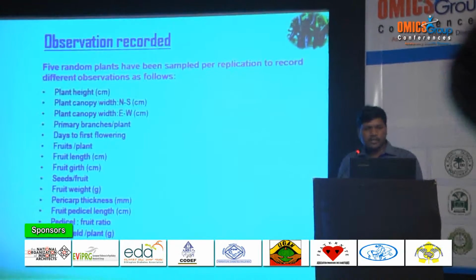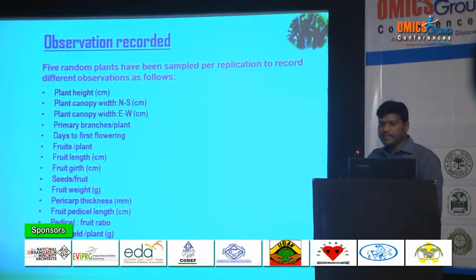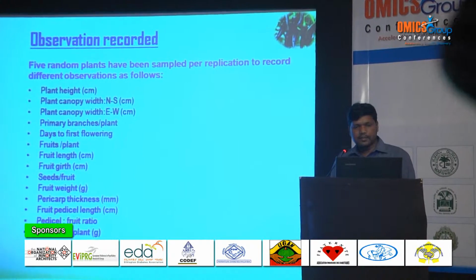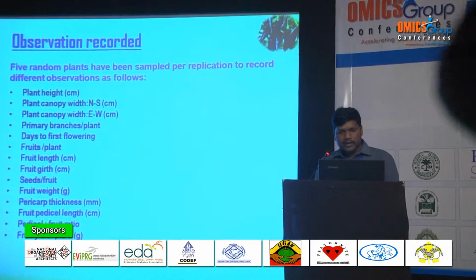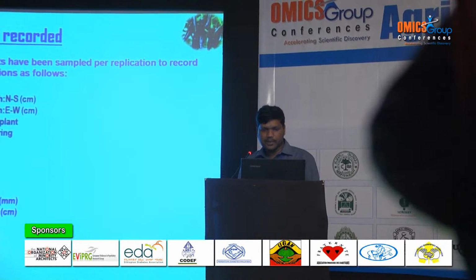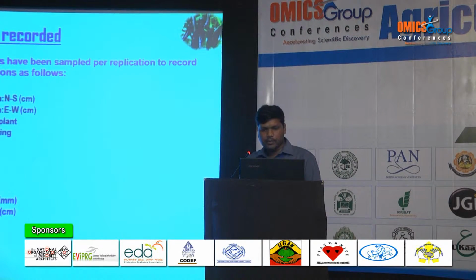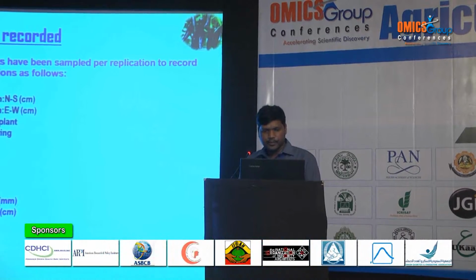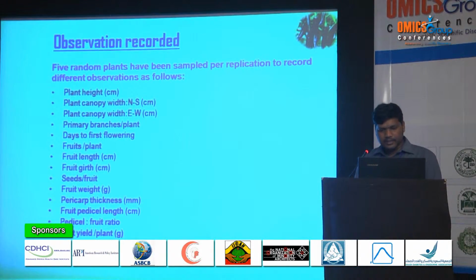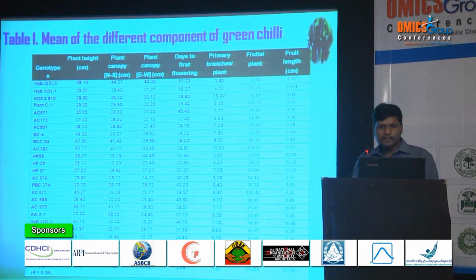The observations recorded: 5 random plants were selected per replication to record the different observations. Plant height, plant canopy both north-south and east-west, primary branches per plant, days to first flowering, fruits per plant, fruit length, fruit girth, seeds per fruit, fruit weight, pericarp thickness, fruit pedicel length, pedicel to fruit ratio, fruit yield per plant. The mean table of different components of green chili.